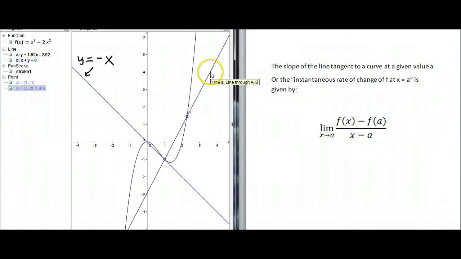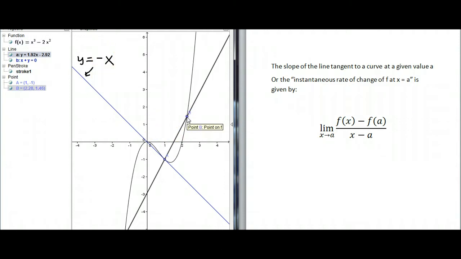Now notice this function right here. It's right now y equals positive 1.92x minus 1.92. So right now its slope is 1.92. Okay, but this point and A are spread apart pretty far right now. So what this part says is allow x, the x coordinate of this second point, to make its way towards A, which is 1 in this case. And as we get closer and closer and closer, the slope of the secant line, which is this whole entire thing, will approach the slope of this line. So again, the slope of this line is y equals negative x, so that means the slope is negative 1.